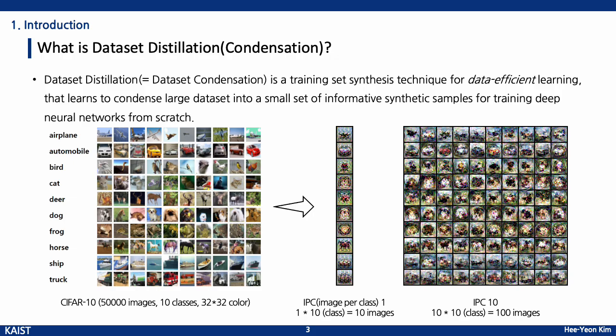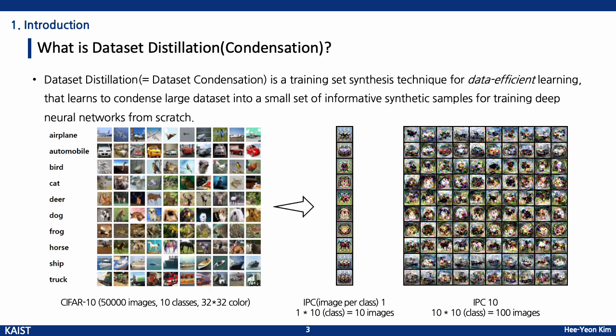Dataset condensation, also known as dataset distillation, is a training set synthesis technique for data-efficient learning. It learns to condense a large dataset into a small set of informative synthetic samples for training deep neural networks from scratch. The following images are examples of synthetic images, which are generated through dataset condensation from the CIFAR-10 dataset.